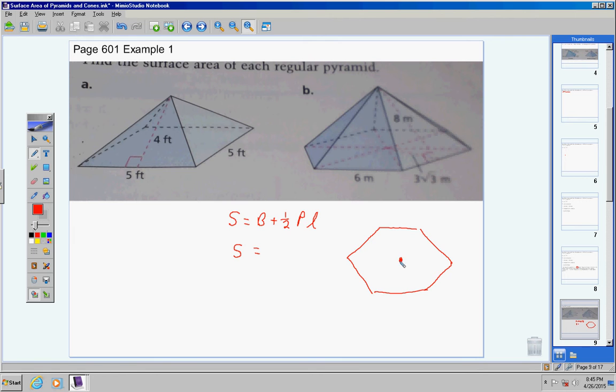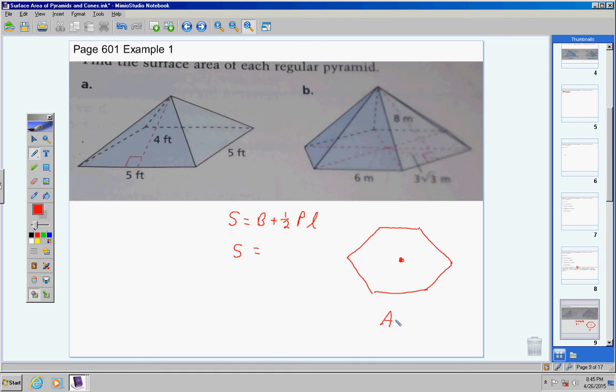Well, you guys know how to find the area of a regular polygon. Come on, what's the formula for finding the area of a regular polygon? Because look, guys, you have to find the area of the base, do you not? That's what the formula says. And your base is a six-sided regular polygon, or in other words, a regular hexagon. How do you find the area of a regular hexagon?